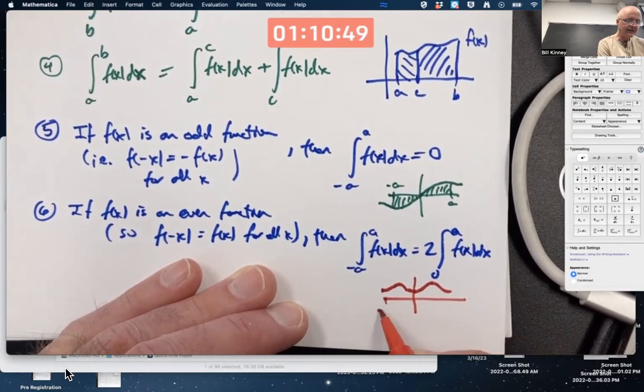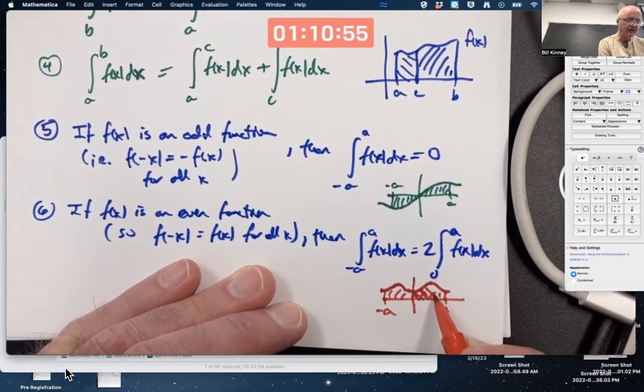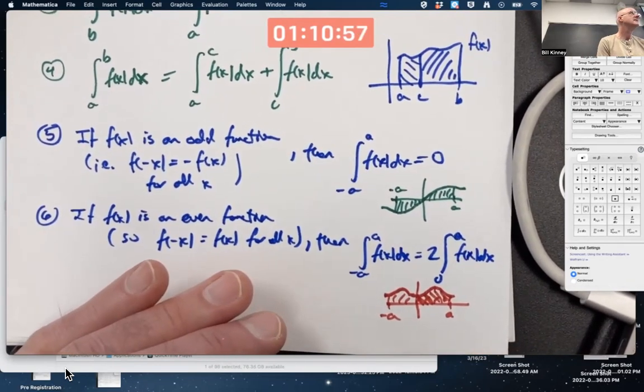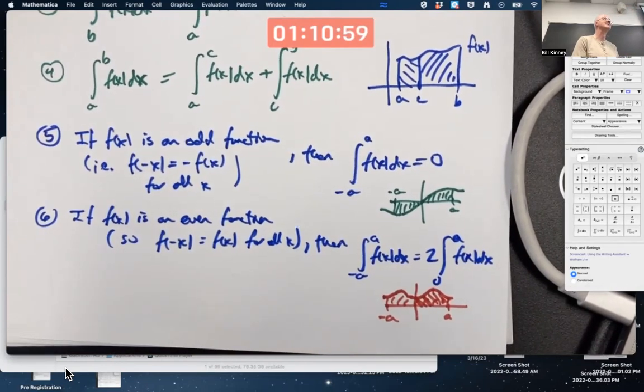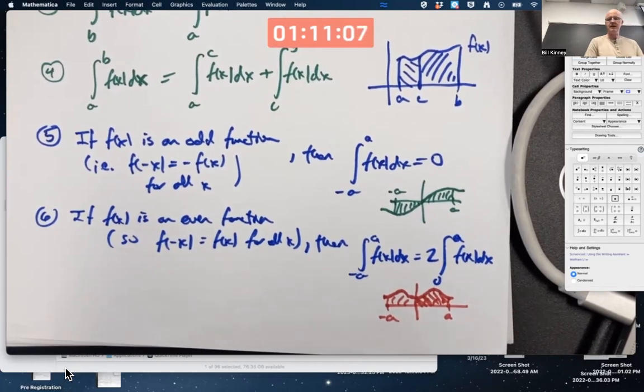And when you integrate from negative a to a, the total area under the curve is double the area under the curve from 0 to a. Double the area to the right of the y-axis to get the total area on both sides. It does need to be from negative a to a in both of these cases. But that is common in Fourier series.